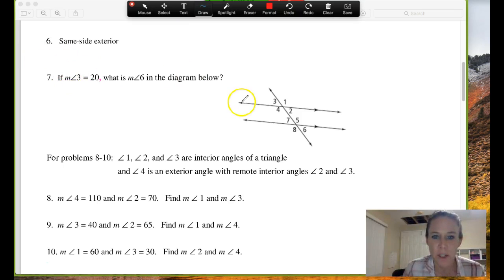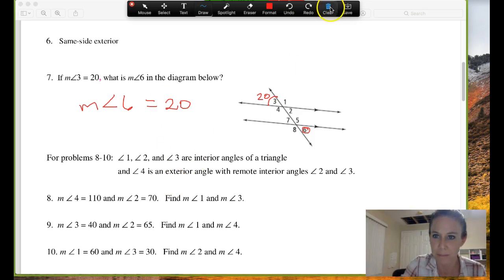Okay, if the measure of angle 3, here let's mark it, the measure of angle 3 is 20, what is the measure of angle 6? This angle right here. Well, I have two parallel lines because they're marked parallel, and I have a transversal. What are these angles? They're alternating and they're on the exteriors. So know your theorems. If you have two parallel lines cut by a transversal, alternating exteriors are congruent. So the measure of angle 6 is also 20, and you're done. So simple, right? All right, let's look at problems 8 through 10.